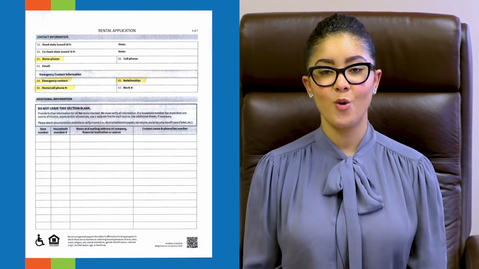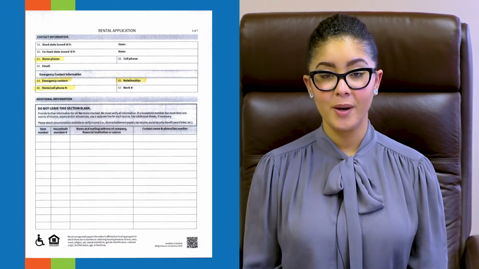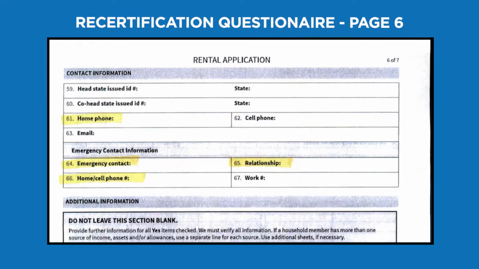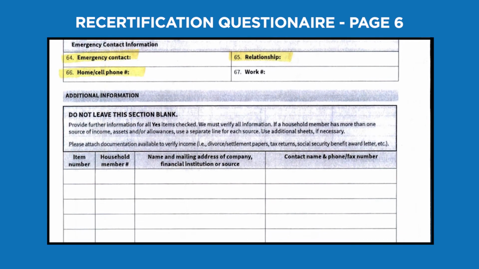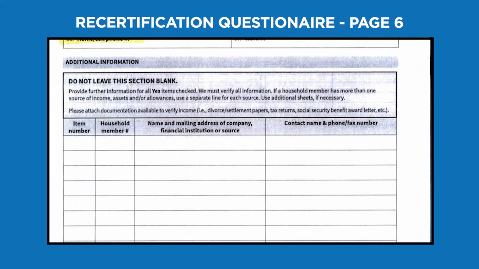Page 6 is also very important. Please do not leave this section blank. In this section, you will provide more details for every question that you have answered yes. For example, if you answer yes to question 15, write the number 15 under item number.